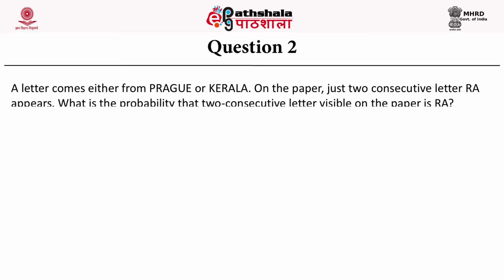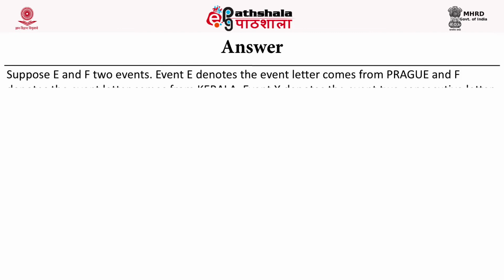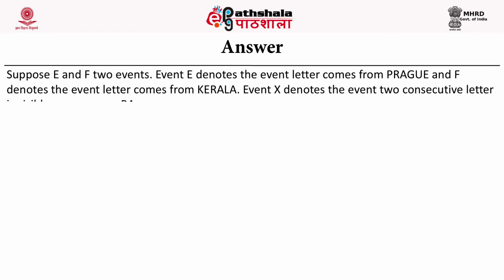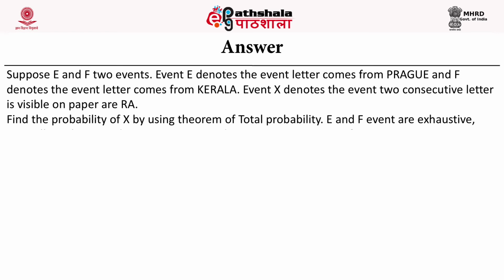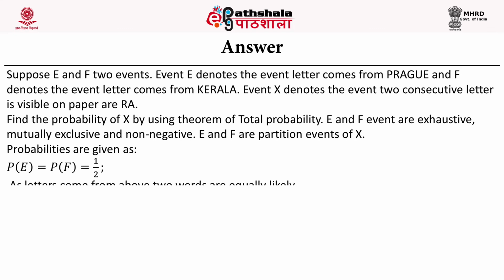Now we will discuss another example: a letter comes either from Prayog or Kerala. On the paper just two consecutive letters RA appear. What is the probability that the two consecutive letters visible on the paper are RA? Suppose E and F are two events. Event E denotes that the letter comes from Prayog, and F denotes that the letter comes from Kerala. Event X denotes that two consecutive letters visible on the paper are RA. Find the probability of X by using the theorem of total probability.